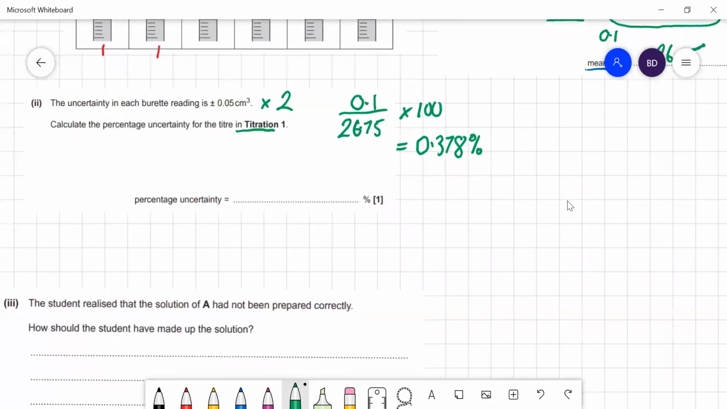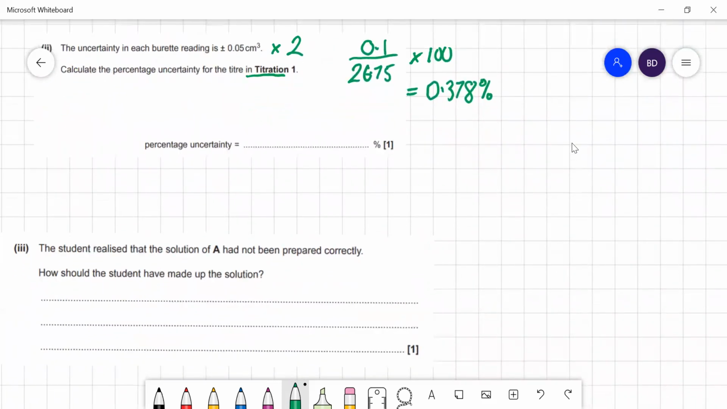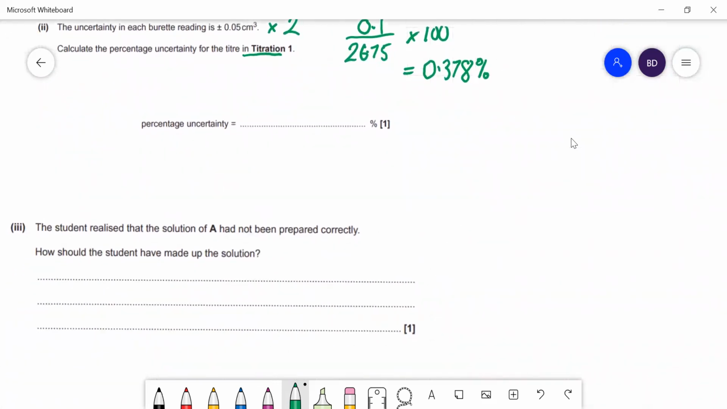The student realized that the solution of A had not been prepared correctly. How should the student, right, as I said earlier, he made it in a beaker. He shouldn't have used a beaker. He should have made it up in a volumetric flask. I think for 1 mark, that's all you need to say there. You don't have to go on about making up to the mark and inverting and stuff. Just a 1 mark question.